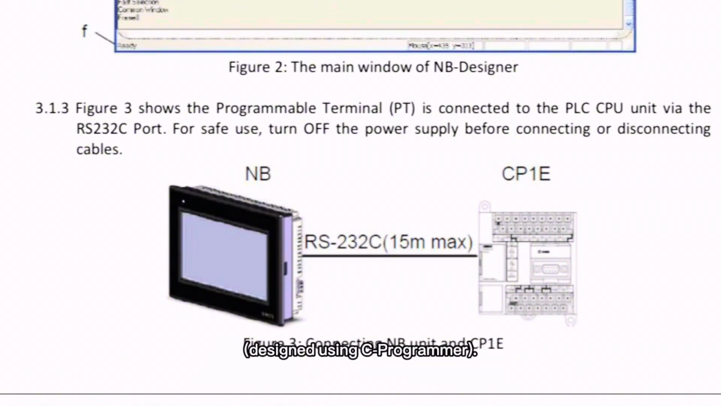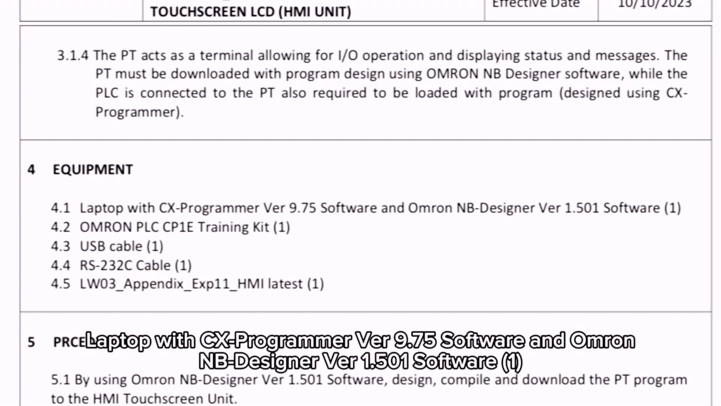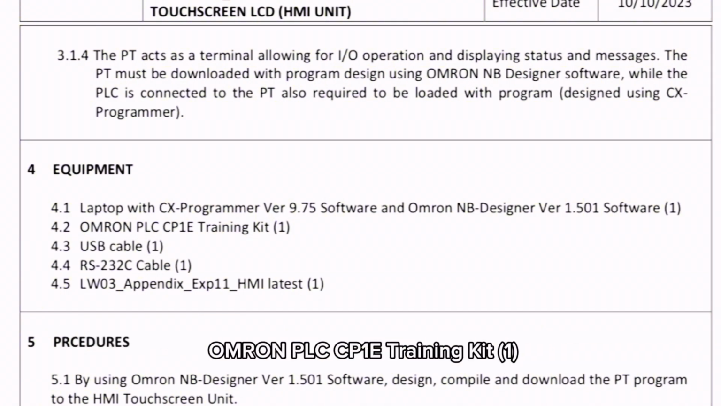designed using CX Programmer. There is certain equipment that is important in this experiment. First, a laptop with CX Programmer v9.75 software and Omron NB Designer v1.501 software, 1. Omron PLC CP1E training kit, 1. USB cable, 1. RS-232C cable, 1.